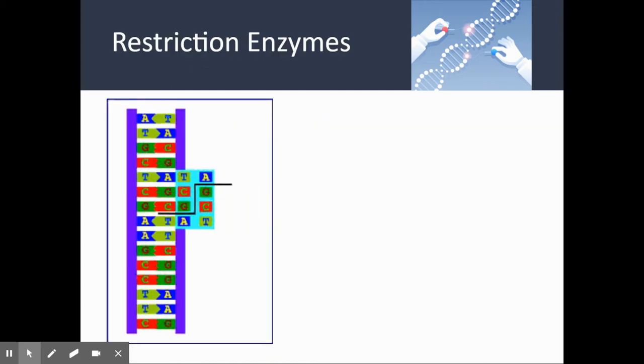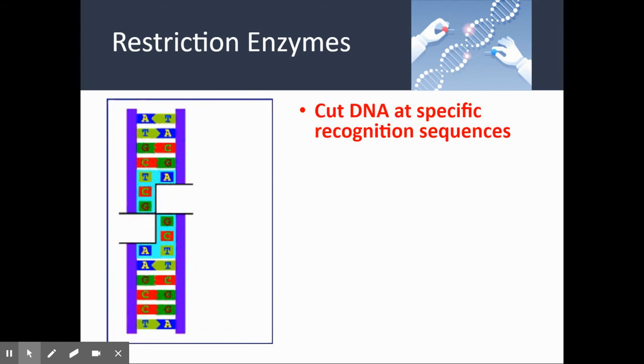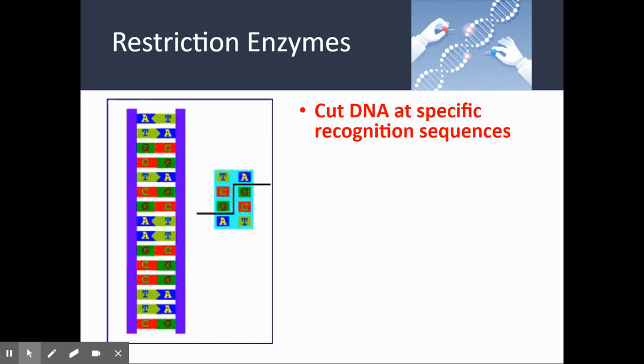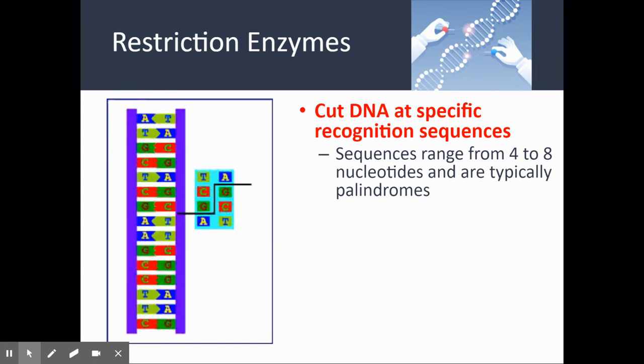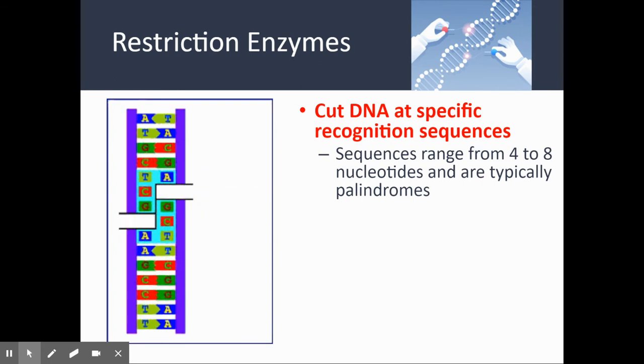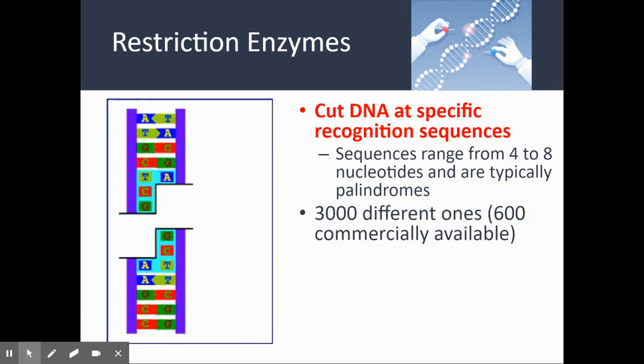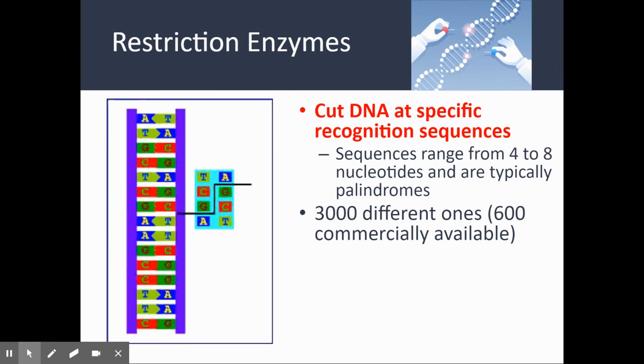So this is a little bit about restriction enzymes. Restriction enzymes cut DNA at specific recognition sequences. They have a specific way that they cut the DNA. They look for a sequence that ranges from about 4 to 8 nucleotides. Remember, nucleotides are our A's, T's, G's and C's, and we call these sequences palindromes. What that means is that a palindrome is the same forward as it is backwards, so it's easy to read.